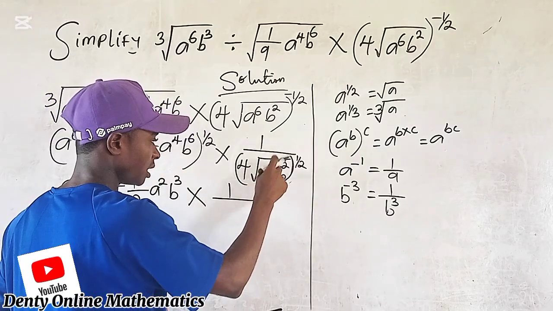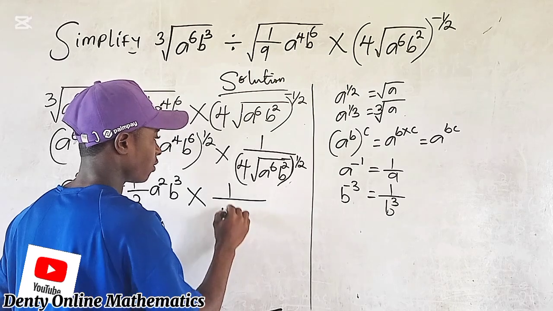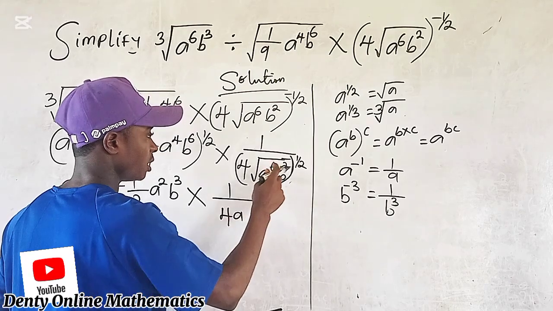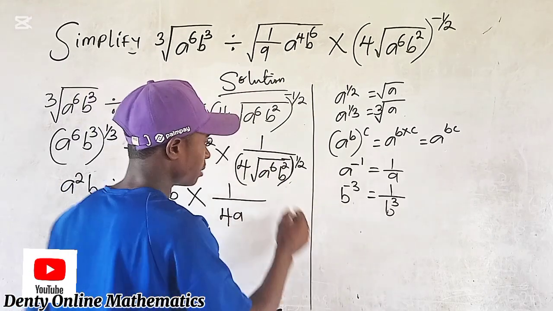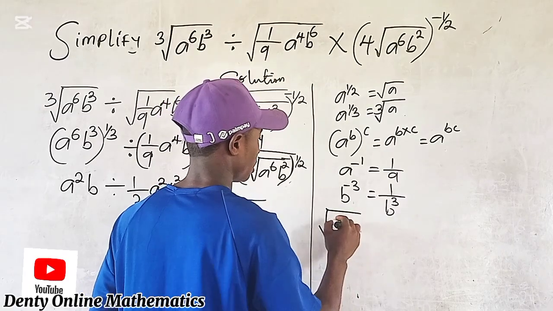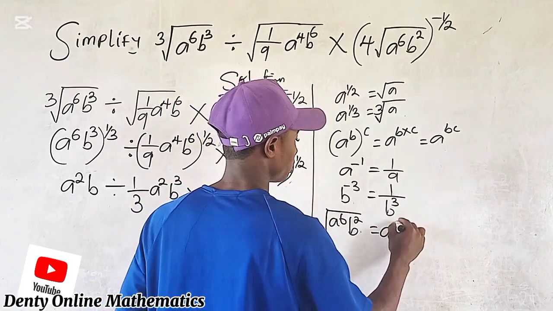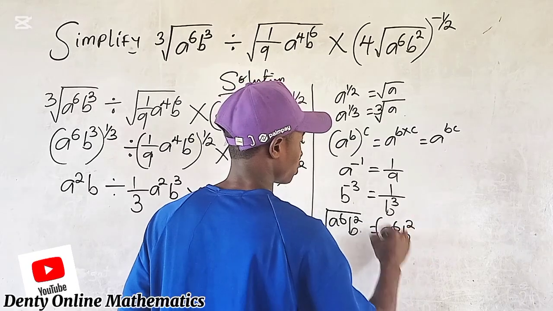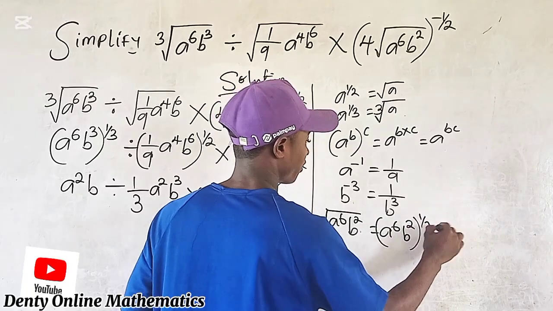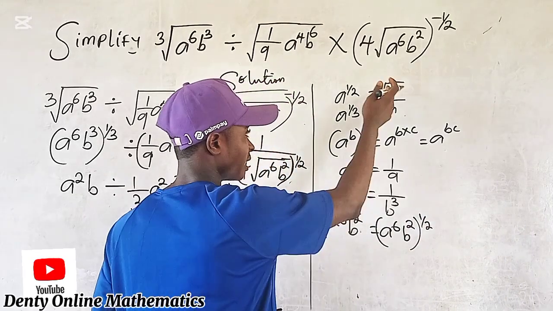Let's deal with this inner square root. So I'm going to have 4, and a raised to the power of 6, b raised to the power of 2, is the same thing as saying a raised to the power of 6, b raised to the power of 2, all raised to the power of half. You get this by the same rule.